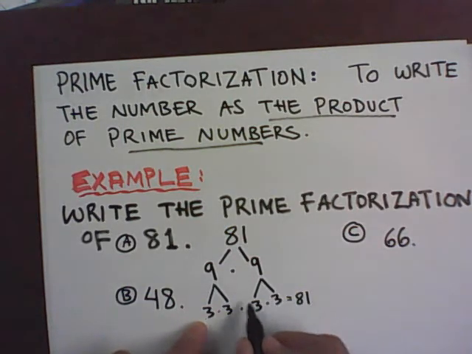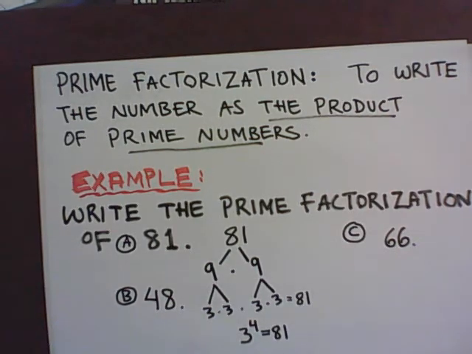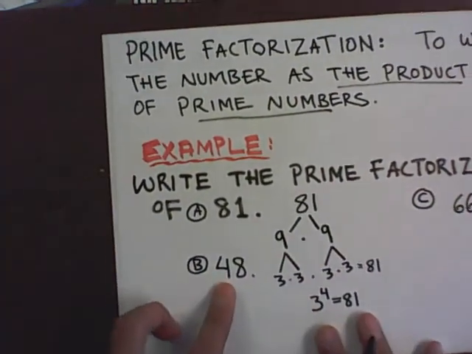So, we can rewrite these into 3 to the what power? 1, 2, 3, 4. So 3 to the 4th power, which is 81. Alright, let's do another example.